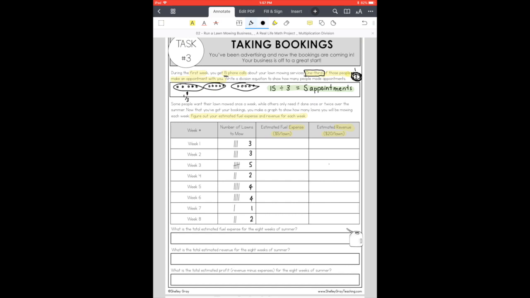So let's start with week 1. And we're just actually going to do all the fuel expenses and then all of the revenue at once. But you can also work across or horizontally if you would rather. So I'm going to do 5 times 3. $5 times our 3 lawns equals $15. Notice I put the dollar sign so we know that it's not potatoes.